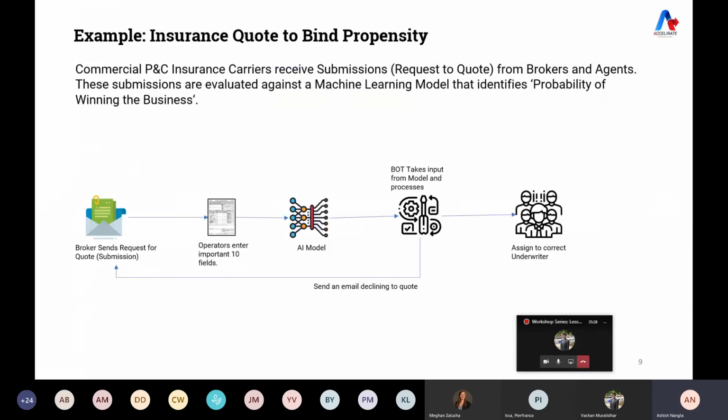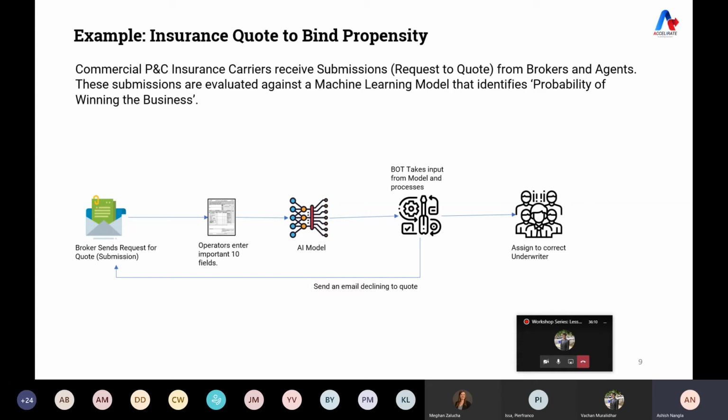This is specifically an example where we worked for a commercial P&C insurance carrier. Essentially, in this use case, brokers and agents are sending requests for quotes, which in their language they call submissions. They are sent to the insurance carrier. If a broker finds a client, let's say a restaurant that needs insurance, it would understand the insurance requirement, send a request for quote to multiple insurance carriers, and then select a good quote out of that, right?